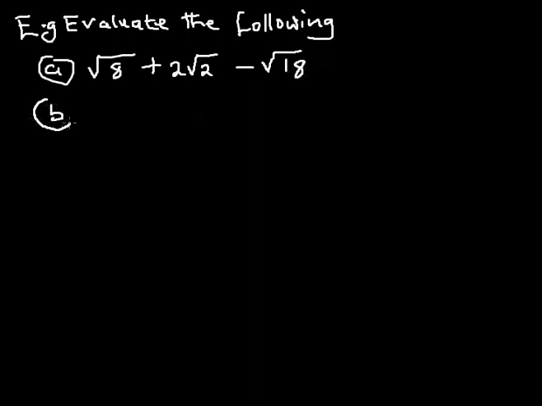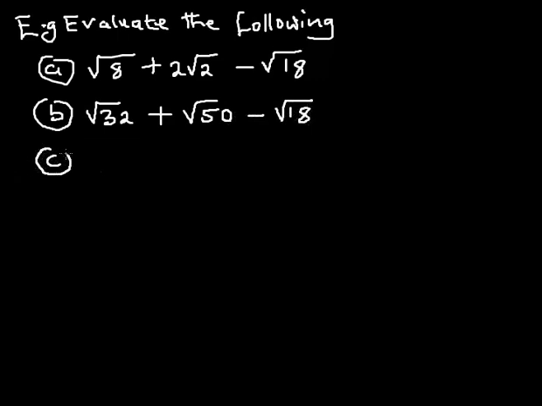B, the square root of 32 plus the square root of 50 minus the square root of 18. Okay. C, the square root of 27 minus the square root of 12 plus 4 root 3. Solution.